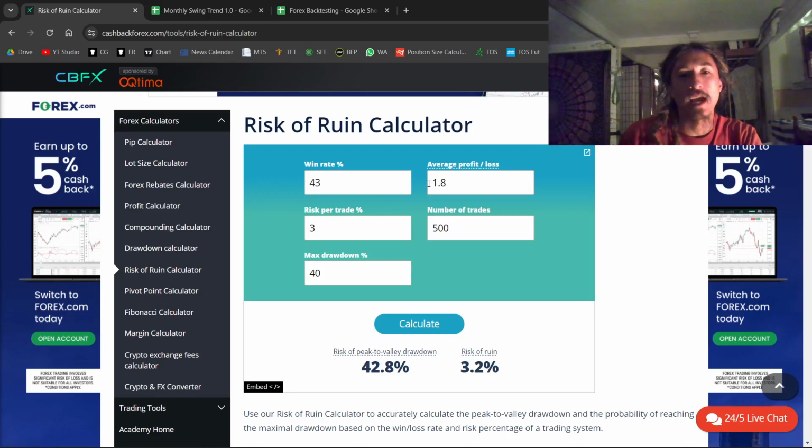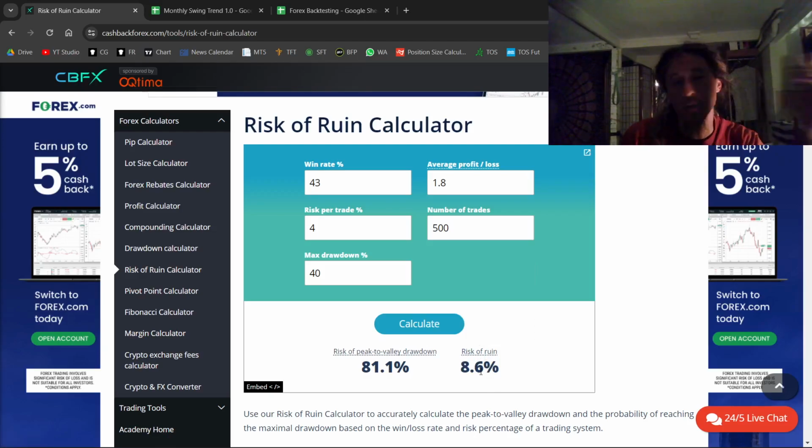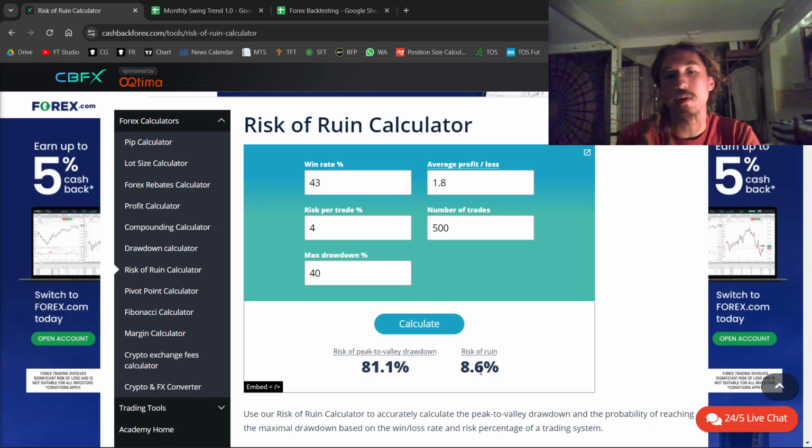So with my average stats, even if I risk 3%, the odds that I draw down 40% from the start is only 3%, 1 in 30. And there's a 40% chance that I would have a 40% drawdown during the year. Let's see what happens when I risk 4%. With 4%, I have 1 out of 10 times I'm going to draw down 40% from starting equity. And 8.6 out of 10 times, 80% of the years, I'm going to have a 40% drawdown somewhere in there.